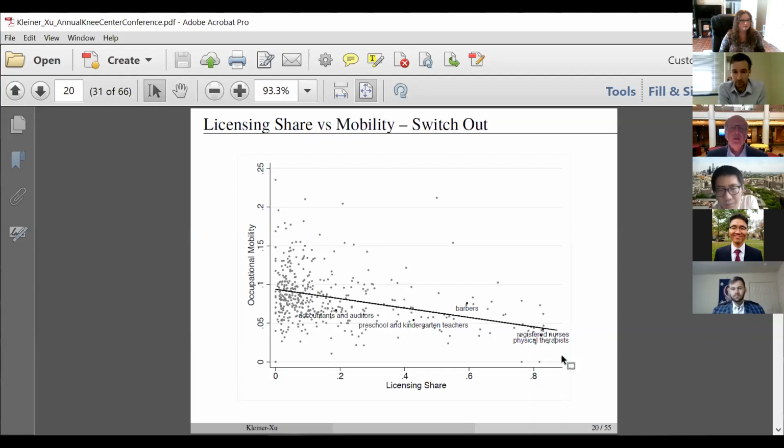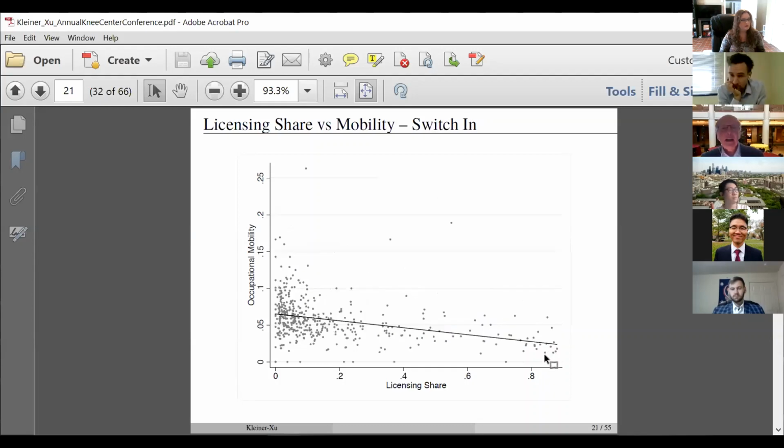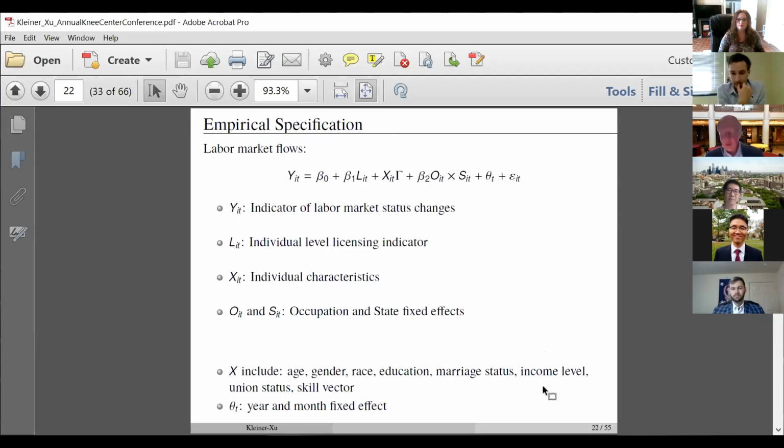So the trend line seems to suggest that the more you're required to have a license, or those people who attain a license, the less likely you are to move across occupations. And this is people who switch out. The same thing is true in terms of people who switch in. That is, the more heavily licensed you are in terms of attaining a license, the less likely you are to be a switcher into a licensed occupation. Again, these are basic measures. So these are our basic results.